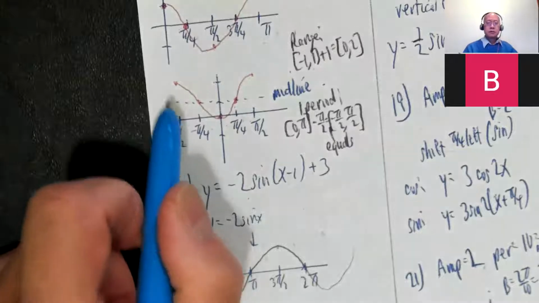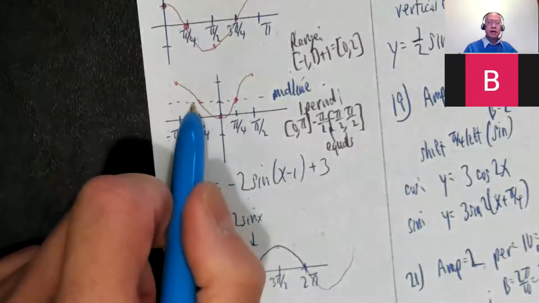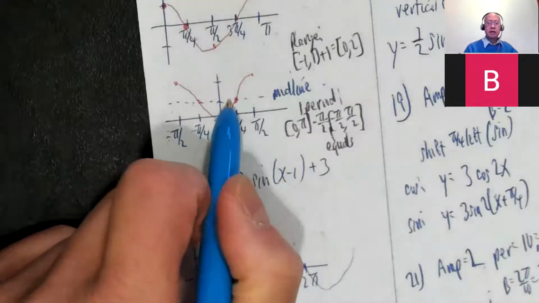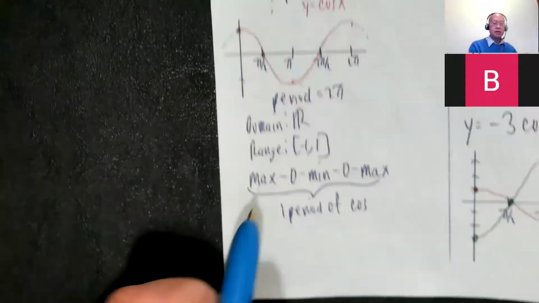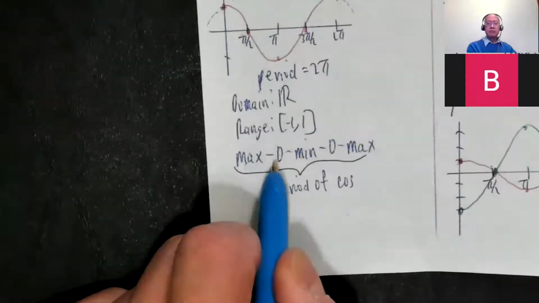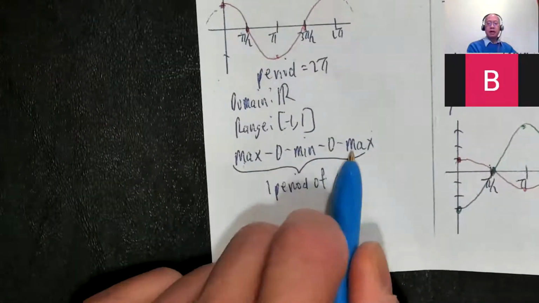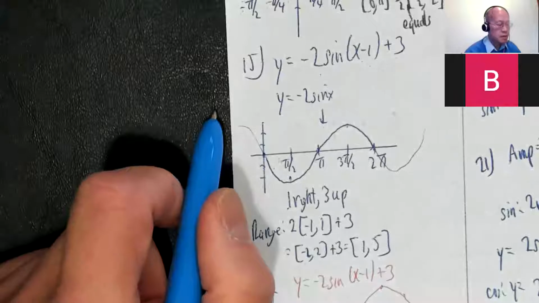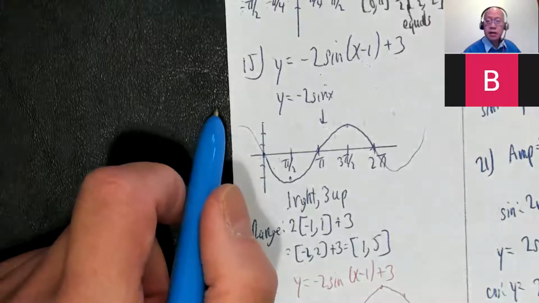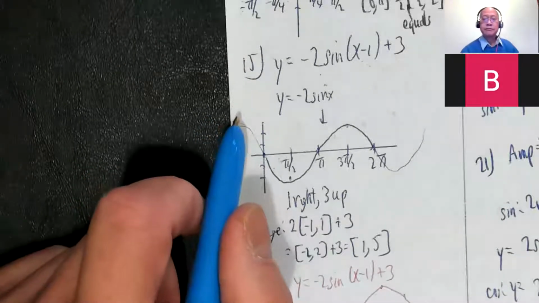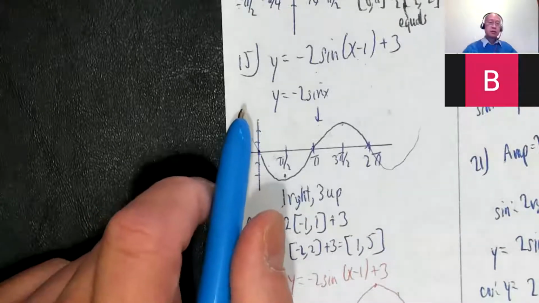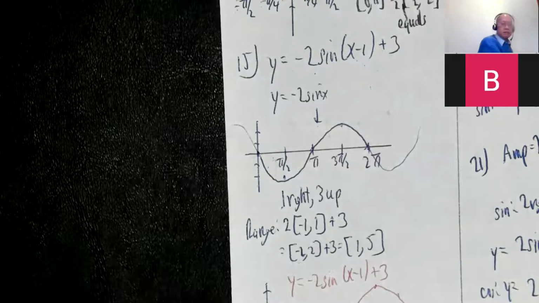So there we go. Maximum, midline, minimum. Sorry, minimum is what I meant to say. Minimum, midline, maximum. It's just a variation of this. Maximum, midline, minimum, midline, maximum for cosine type functions. Okay. So a lot of things going on here, as you can see. Okay, 15. It's a little bit clumsy, to be honest with you.